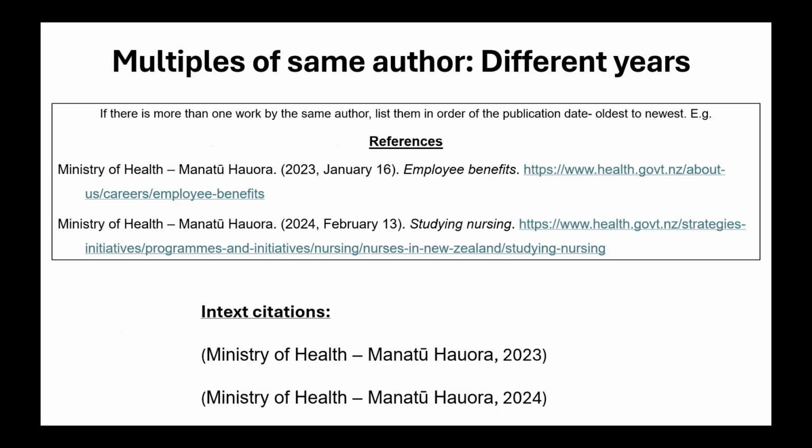Let's take a look. In this case, we have 2 web pages from the Ministry of Health, Manatu Hauora. One is about employee benefits, the other is about studying nursing. If we were to do an in-text citation for both of these, we would put the author and the year. That is Ministry of Health, Manatu Hauora. In this case, studying nursing is from 2024 and employee benefits is from 2023. So that poses no issue, as we can tell both of those in-text citations apart.